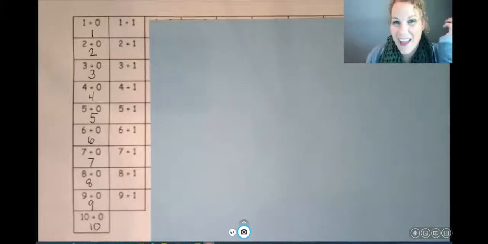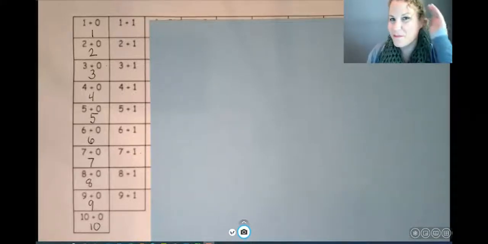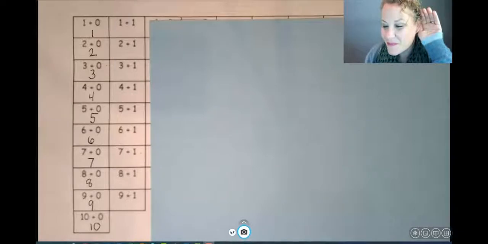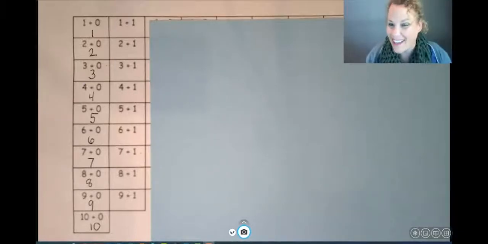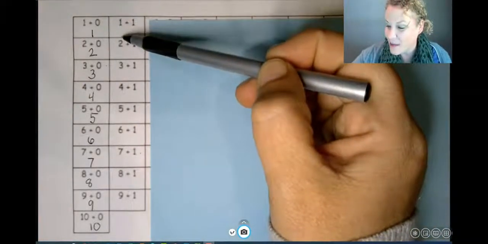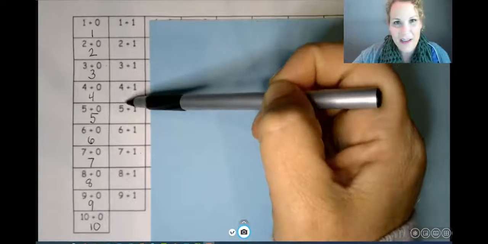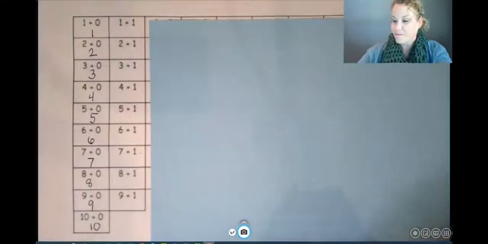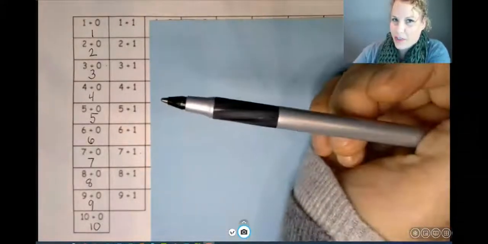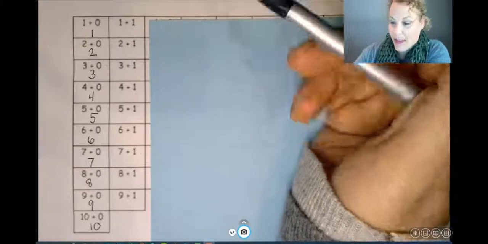They all add 1 each time. And what is different? The first addend increases by 1 every time. Nice noticing. Now I'll read the expression and you say the answer out loud.